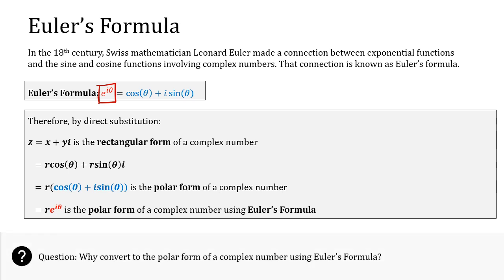Now, question, why do we want to convert to polar form of a complex number using Euler's formula? We saw that we could write it in rectangular form. We saw that we could write a complex number in polar form. Why go one step further and use Euler's formula? The answer is because in this form we have multiplication. Notice that the rectangular form deals with addition, the polar form deals with addition. The polar form using Euler's formula is the only one that is written in multiplication, and that is going to serve a purpose when we go to find roots of complex numbers. We'll look at those in a little bit.